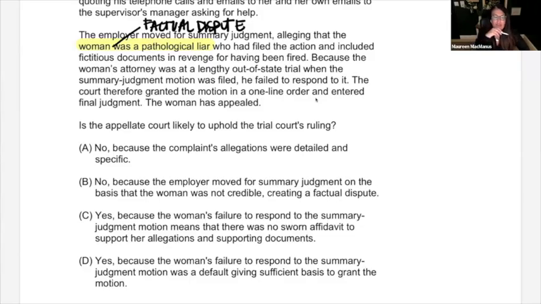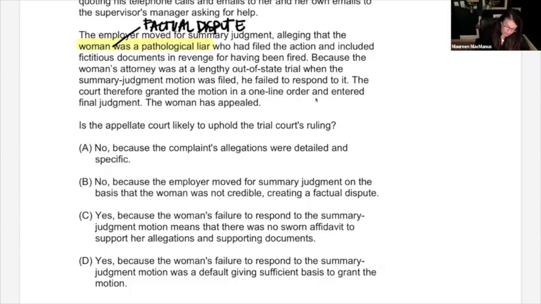Okay. B, no, because the employer moved for summary judgment on the basis that the woman was not credible, creating a factual dispute. I like this answer because it also has part of the standard, which is that there is a factual dispute, right? The standard is no genuine dispute of material fact. Here there is a dispute.